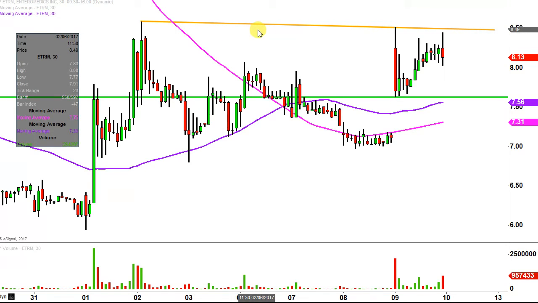So all in all, interesting day, good volume return to it. So we'll see how this one closes out the week tomorrow.